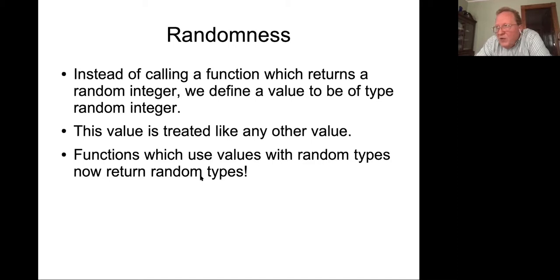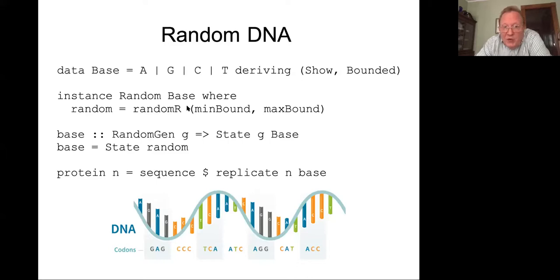So this is literally Haskell code for computing a random string of AGCTs. And it's completely declarative. I define a data type, this is just a simple enumerated type. And here I define a base to be a random instance of this type. And this is just a declaration. It says a base is a random instance of this type. That's actually accomplished through the type signature here. And then, what's a DNA molecule of length n? It's just a sequence of n of these bases. That's it. That's the code.